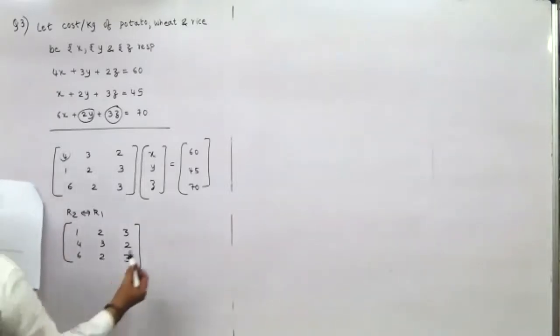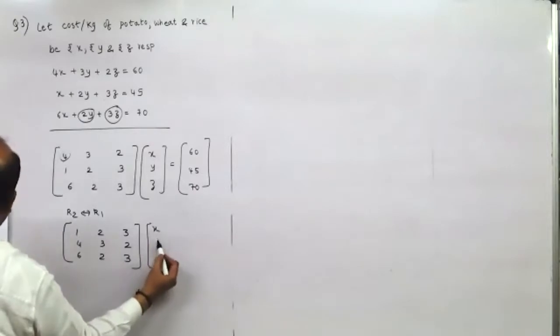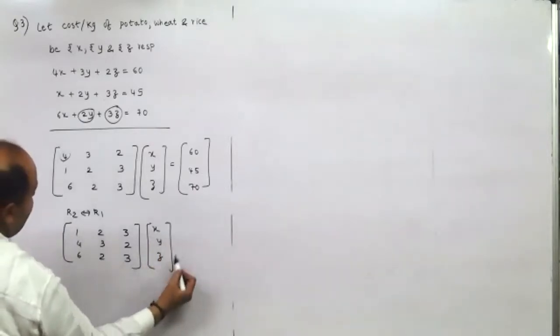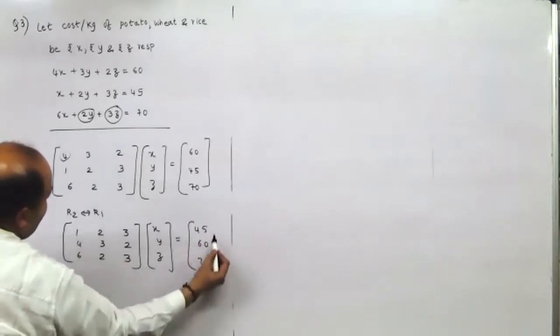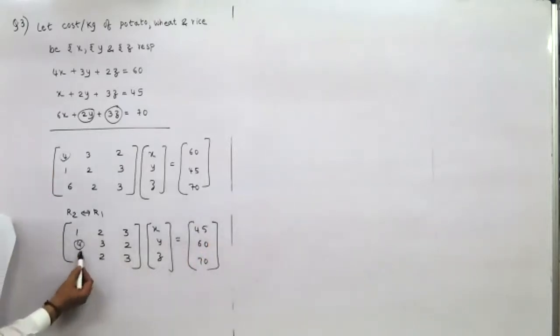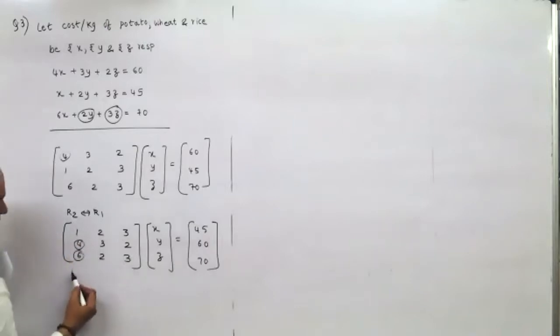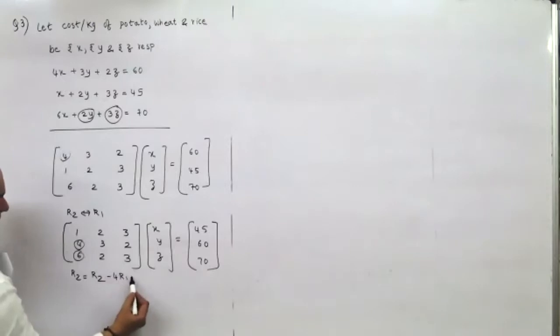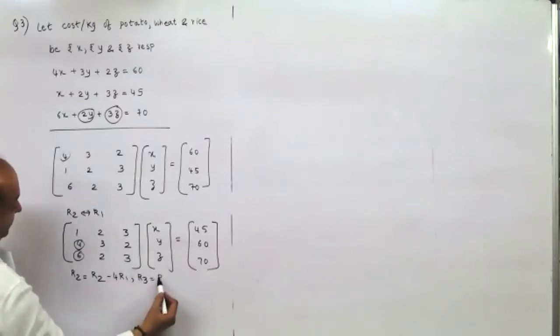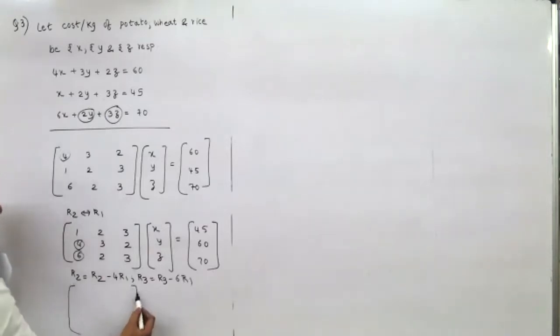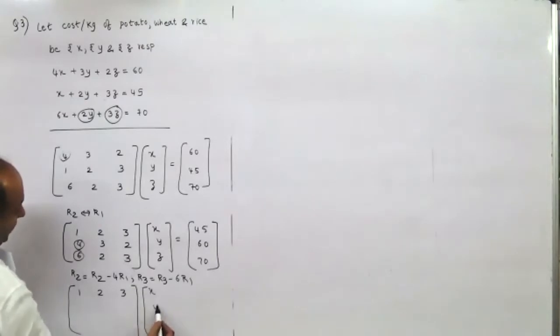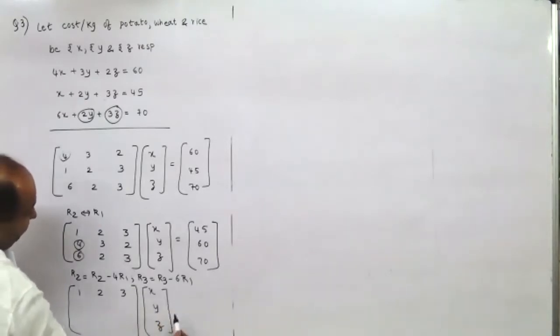And for X, Y, Z, I get 45 here, 60 here, and 70 here. Next, I'll make this and this 0. So I'll say R2 is R2 minus 4 R1, and R3 is R3 minus 6 R1. Now here the first row remains unaltered. This would be X, Y, Z. This is 45.